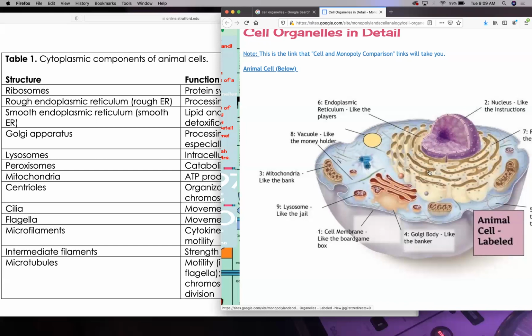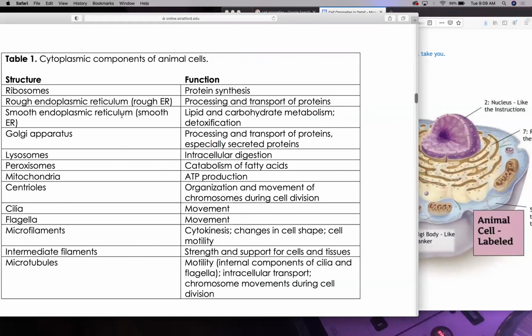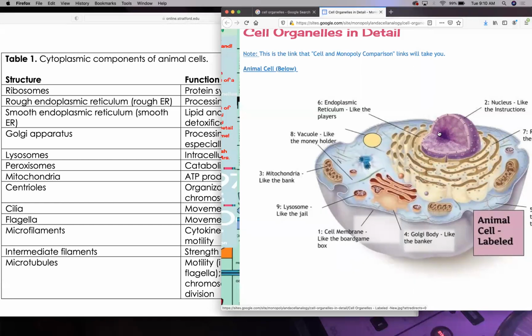Now, if you look at this beige brown thing here, you could see it has all these little bumps. That is your rough endoplasmic reticulum, or your RER. And right here on our chart, RER, it's processing and transport of proteins. Now, who tells this factory, the rough endoplasmic reticulum, what to do? Well, the DNA does, and they tell it through RNA, which is ribonucleic acid.